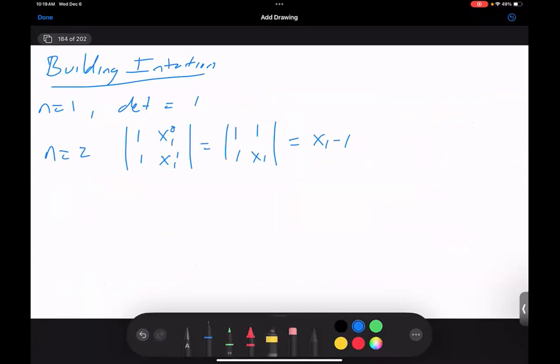So if we do that, now when we go to the 2 by 2 matrix, it would be the following. It would be x0, x1. So it would just become x1 minus x0. Is this enough for you to make a prediction about what's going to happen?